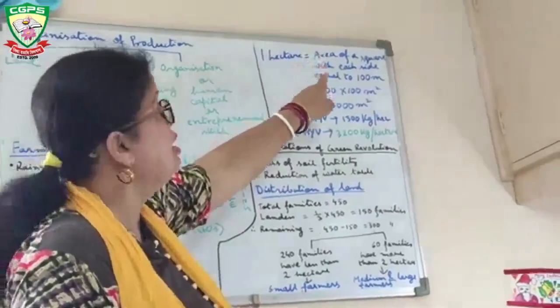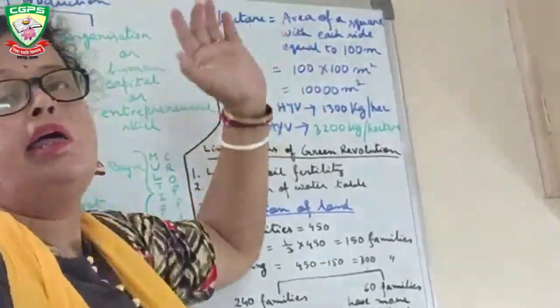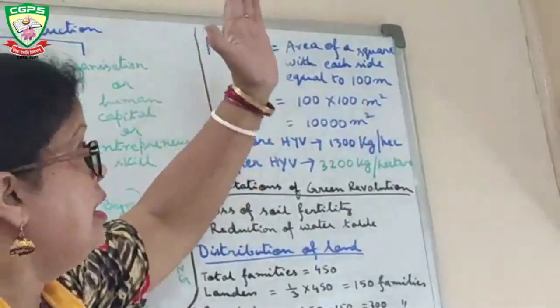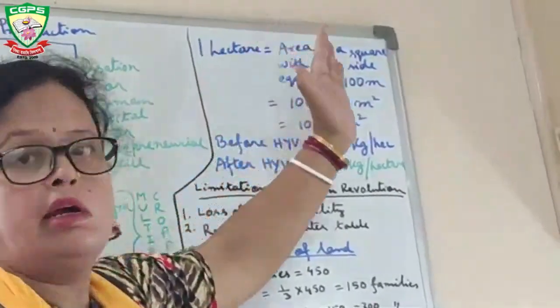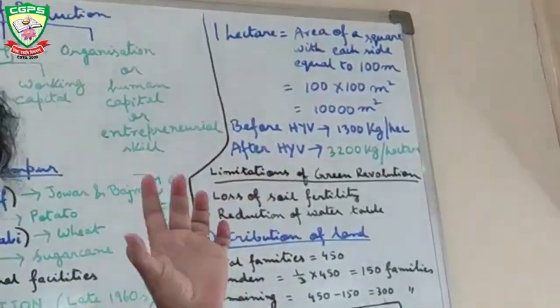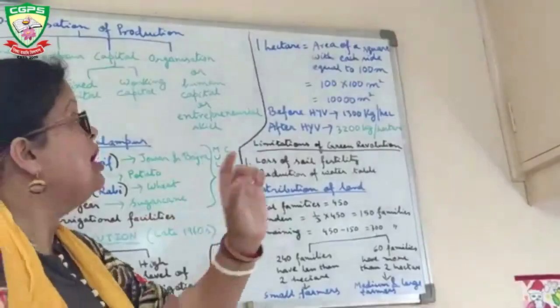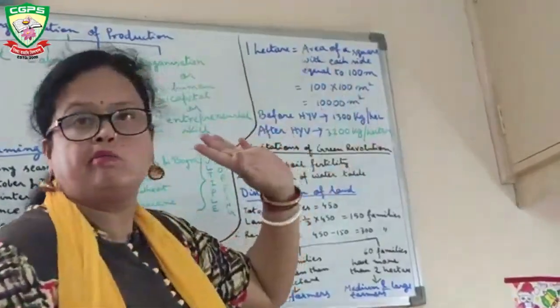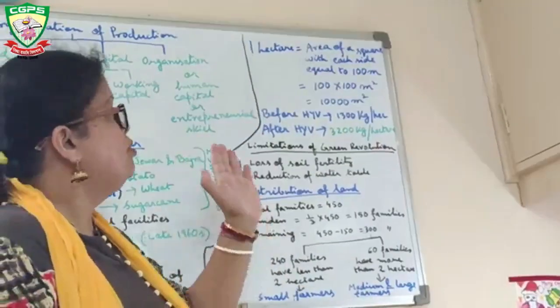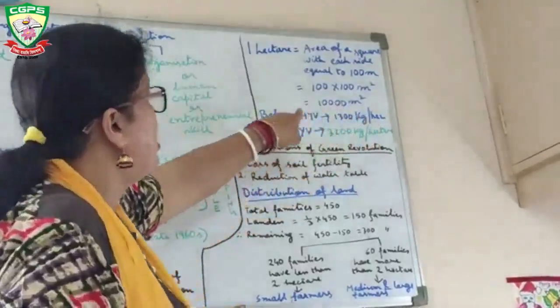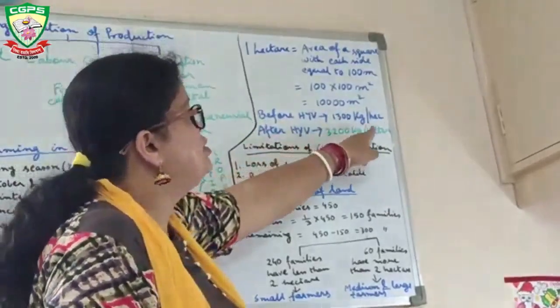Now how to measure 1 hectare? 1 hectare is that land whose area is equal to a square, and the side of each square is 100 meter. So how is the area of a square measured? Side into side. So 100 into 100 meter, that means 10,000 meters square, 1 hectare. Now before HYV 1300 kg per hectare, after HYV 3200 kg per hectare.